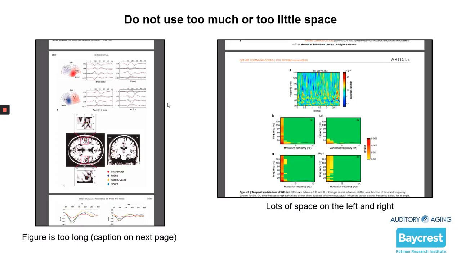In the example on the right, a lot of white space is left unused. For example, here on the left and on the right, nothing is really displayed. So it may look better if one were to use this white space, and it may also help to reduce the length of the paper. For example, if this plot would be here on the left, and for journals that require you to pay page charges, a shorter paper may also be financially beneficial.